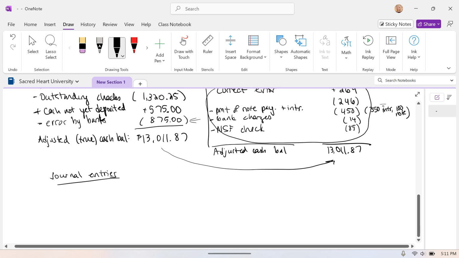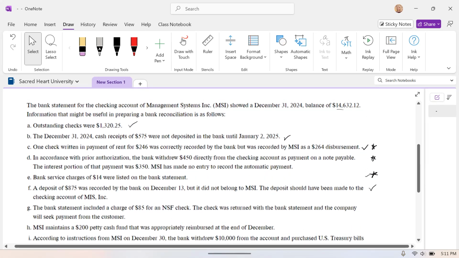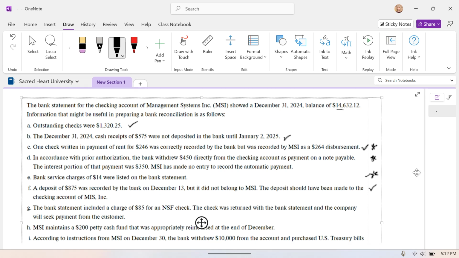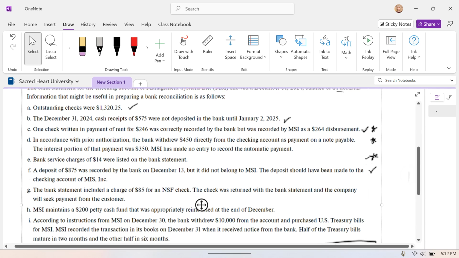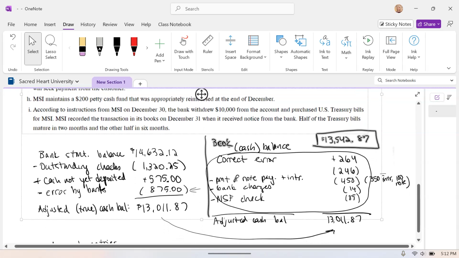All right, so the first thing is our error. Let's go back to the information for the error. The check was written in payment of rent. So we wrote the check for $246. And then we debited rent expense as 264 and we credited cash as 264, but it should have been for 246.